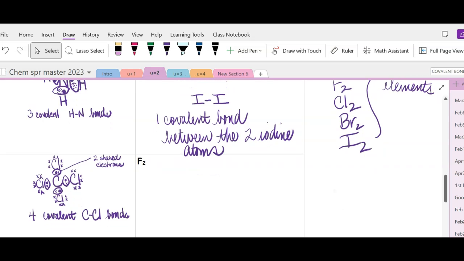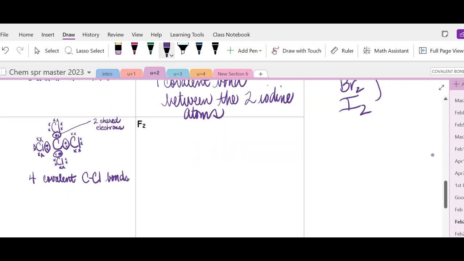So let's look at fluorine now. It will be just like iodine because each fluorine, remember, has 7 electrons. So another fluorine will come. 1, 2, 3, 4, 5, 6, 7. And by sharing that extra electron they have that isn't bonded, it's unpaired, now they each have a shared pair of electrons between the 2 atoms.